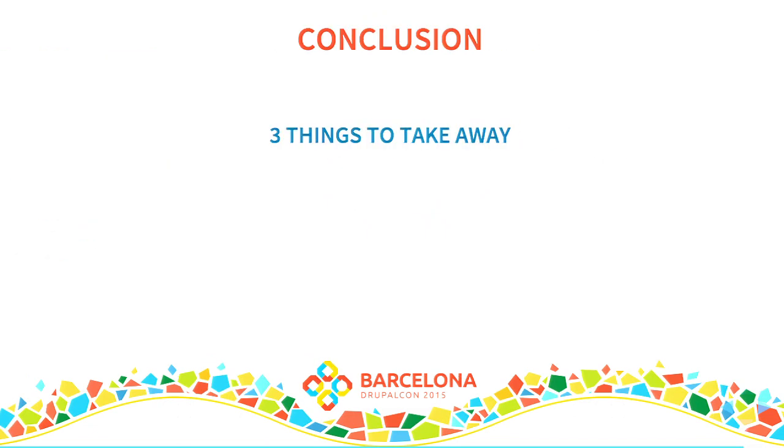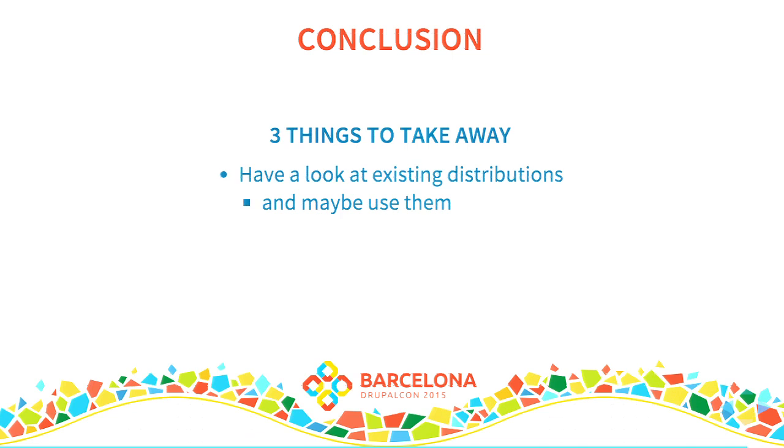So what are the three things that I want you to take home? First of all, have a look at existing distributions. It's fun to see how people did stuff. You can learn a lot, and maybe you can even speed up your development process, and maybe you can use one of them. Try building a distribution, and if you're strong enough like we are, try building a customizable one, and maybe don't use Features. I know if Mike would have sat here, he could tell you that you could use Features. But this is our experience, so maybe we can start a discussion about that.